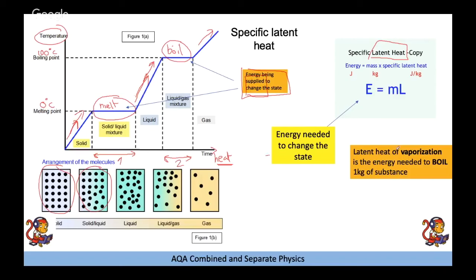So the latent heat of vaporization is the energy needed to boil 1 kg of substance. So remember, vaporization, making a vapor, making a gas, is to do with the boiling. And the latent heat of fusion is to do with melting. And think fusion, you're fusing things together, so kind of the opposite of melting.